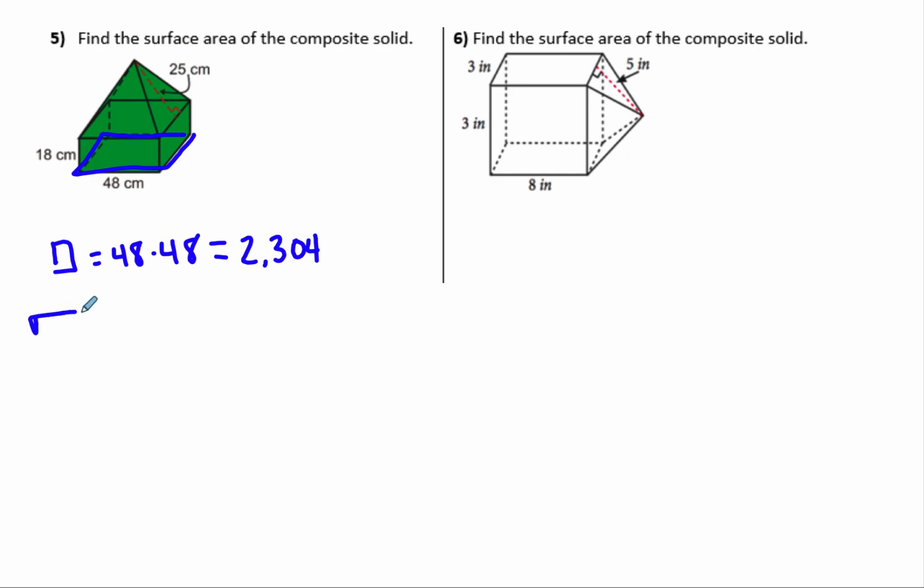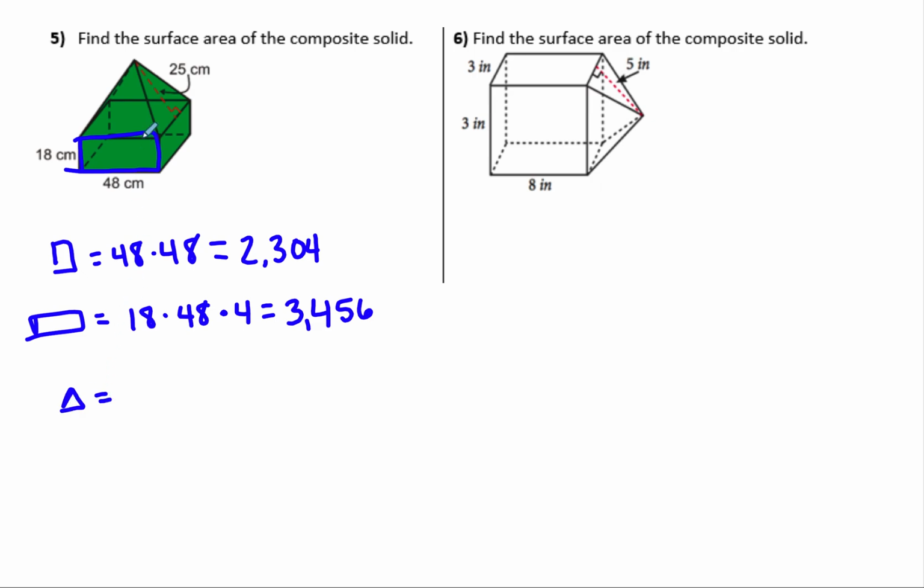Now we're going to do the rectangles. The rectangles are here. Because the bottom's a square, all of the rectangles are the same. So do length times width, 18 times 48. And then I'm going to multiply times 4 because there are 4 of them. So 18 times 48 times 4 gives me 3,456.